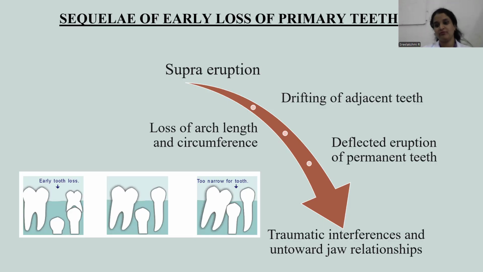So there is drifting of adjacent teeth occurring, and loss of arch length and circumference, and deflection of permanent teeth. If space loss and drifting of teeth have already occurred, sometimes a deflection of the permanent tooth can occur. Then finally there are traumatic interferences and untoward jaw relationships.